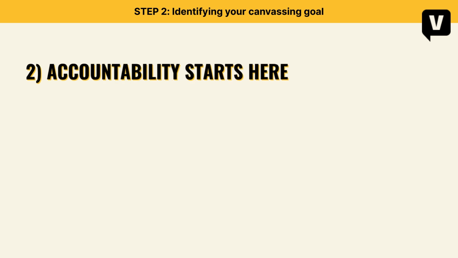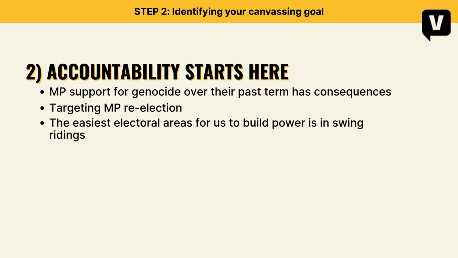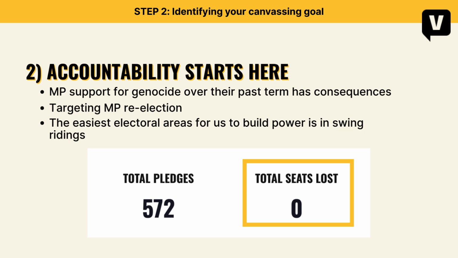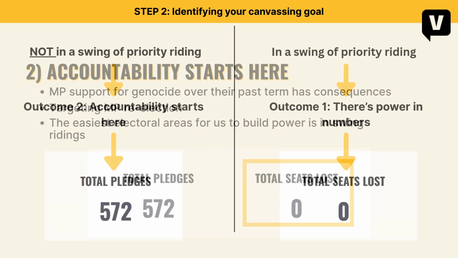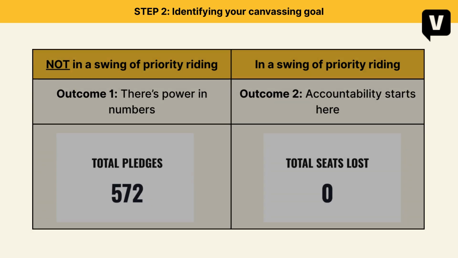2. Accountability. MPs need to see that their support for genocide over their past term has consequences, and the easiest way for us to show this is by targeting their re-election to Parliament. By targeting swing ridings, we demonstrate that even a small number of votes, when organized correctly, can cost a party its seats. With this outcome, we are looking to increase our tally of total seats lost. If you are not located in a swing or priority riding, outcome 1 might work best for you. If you are in a swing or priority riding, outcome 2 might work best for you.